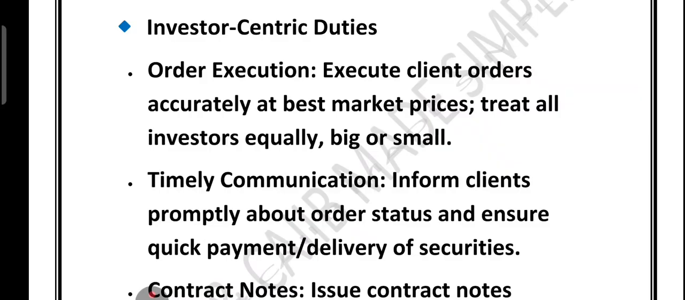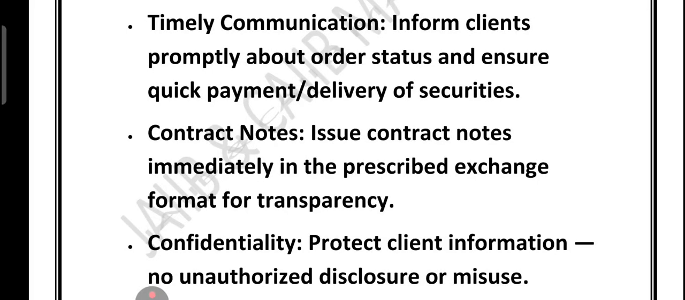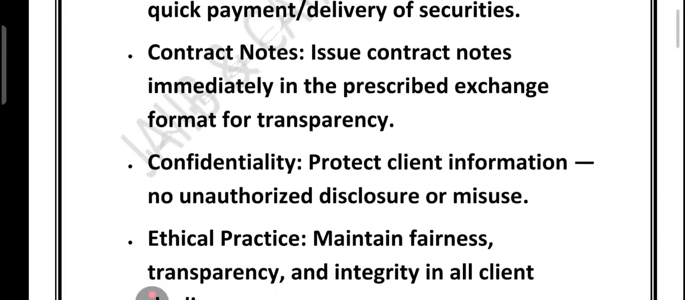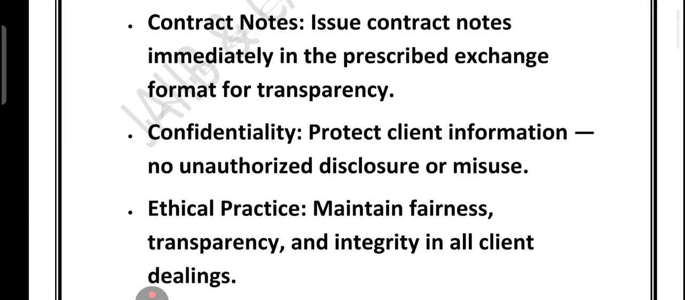No favoritism is allowed. Next we have timely communication, which means once the order is placed, the broker should update the client quickly about its status and make sure that payment or delivery of securities happens without any delay. That is called timely communication. Third comes contract notes. What does it mean? After each transaction, the broker must send a contract note immediately, and it is sent in the standard exchange format that keeps everything transparent and traceable.